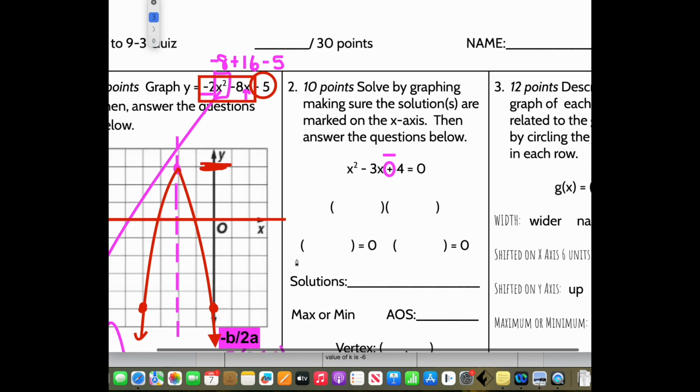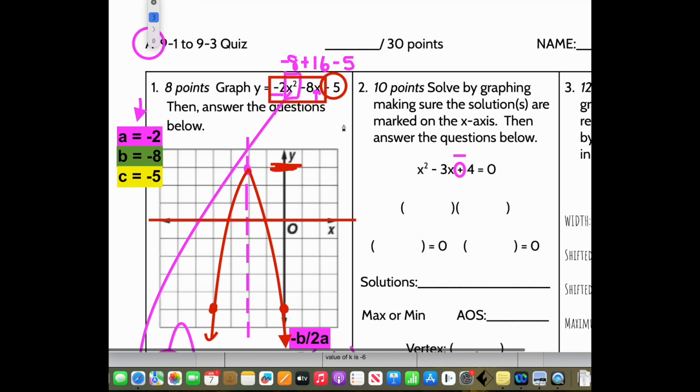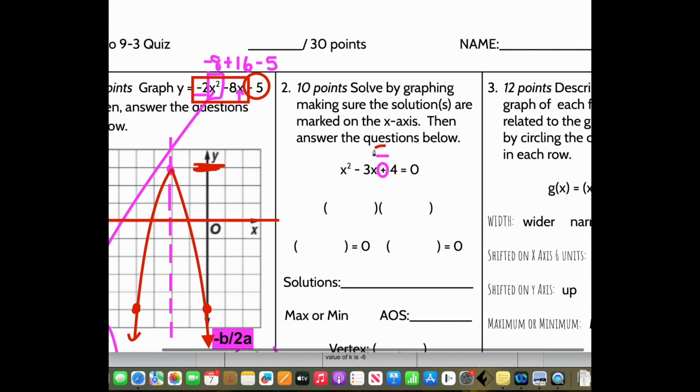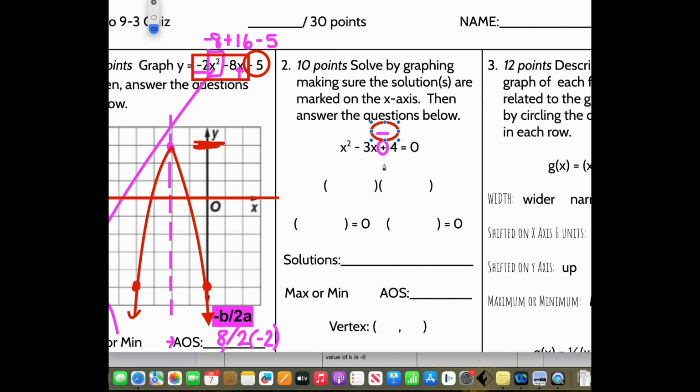For question number 2, I made an error on quiz form A, which is why several of you had questions. So if you change that plus 4 to a minus 4, you should be able to factor it. In order to get a negative 4, we would have to have a negative number and a positive number. In this case, negative 4 and positive 1 when we factor.